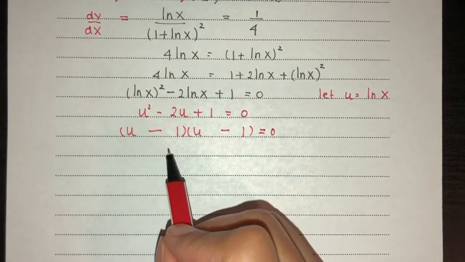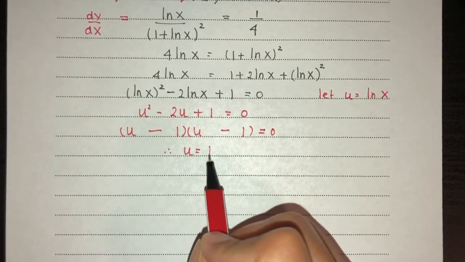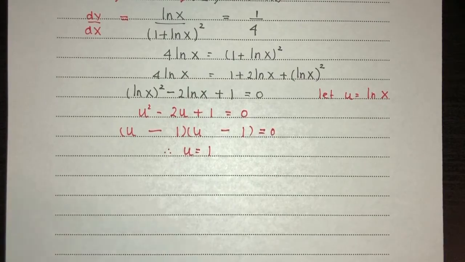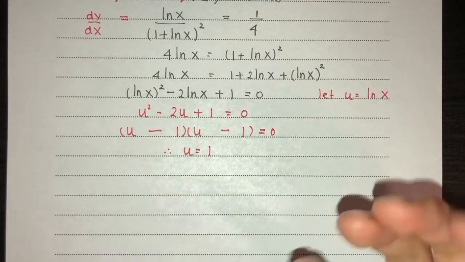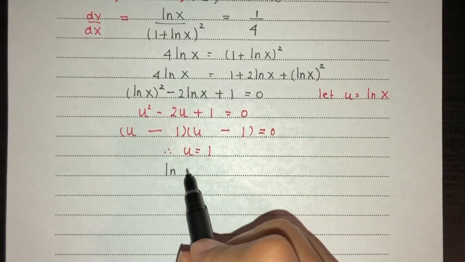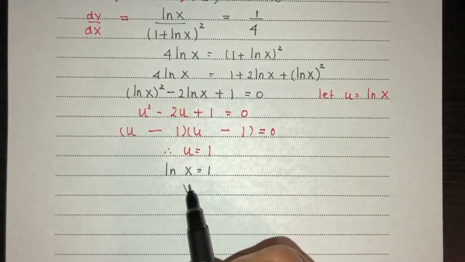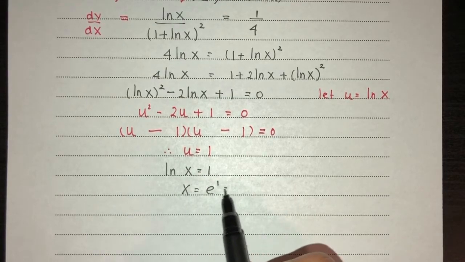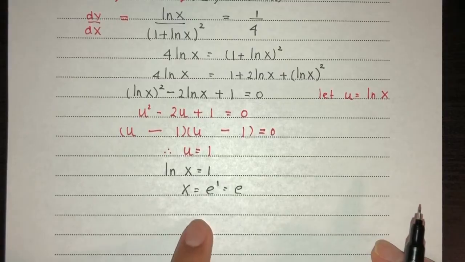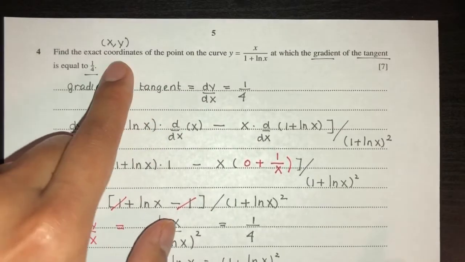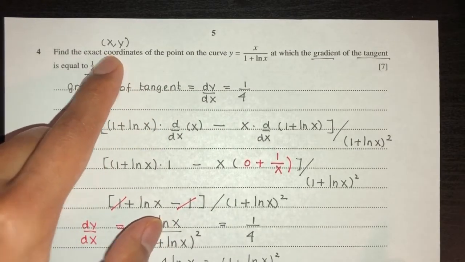So now when you solve this, as you can see, u is equal to 1. But of course, we don't care about u, we want to find x, so replace back. You will have ln x is equal to 1. So x will be e to the power 1, so e. So we have found x, we have to find the value of y as well, because we are trying to find the coordinates of a point.